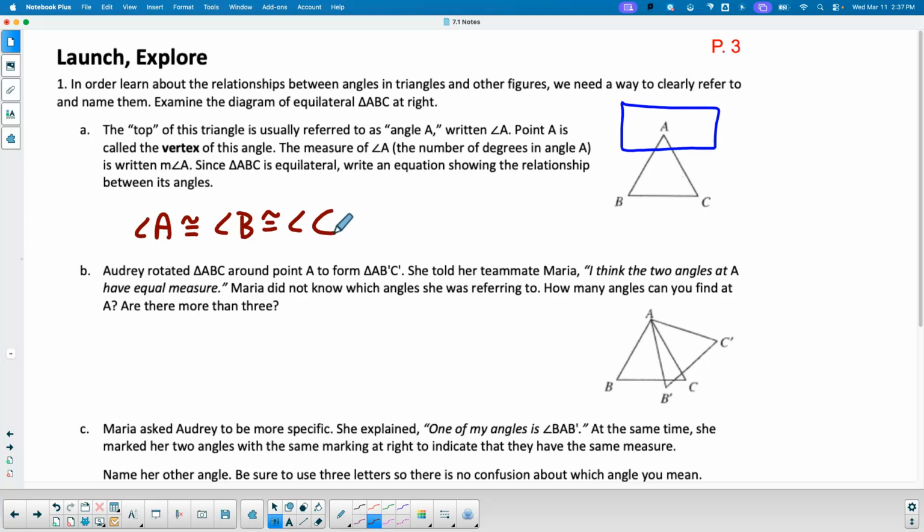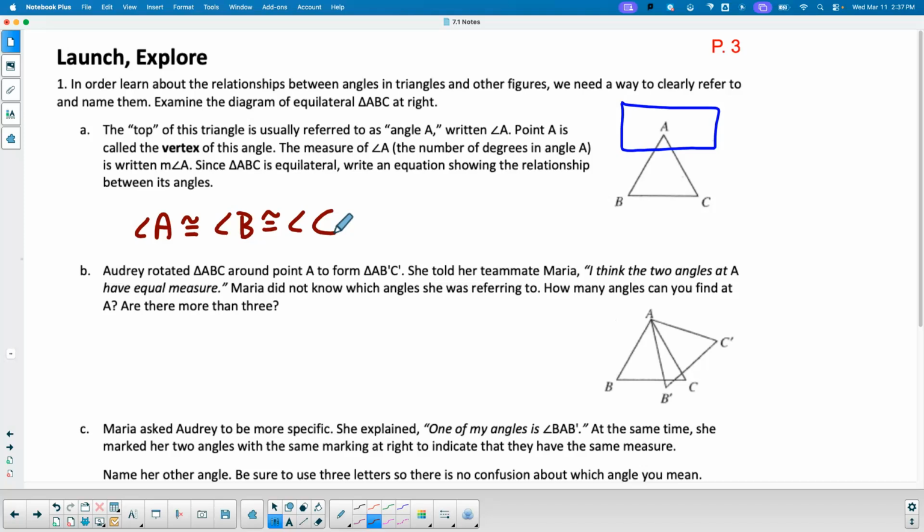If I'm talking about the geometric angles, I have this angle symbol out there. Now that angle symbol is different than a less than symbol. It doesn't mean that it's less than. It just means that it's an angle.